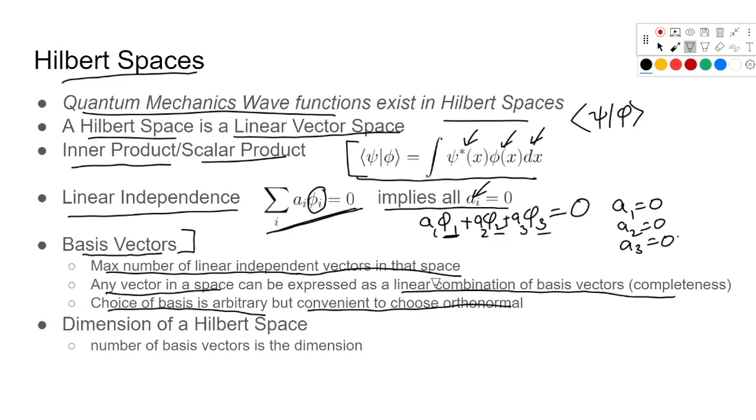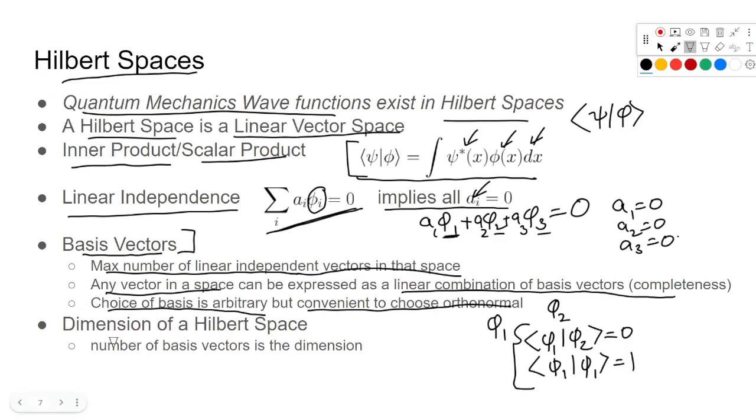By orthonormal, we mean that let's say you have one basis vector phi1 and the other basis vector phi2. Then if the inner product of these is 0, and if the inner product of these with themselves is 1, then we call them orthonormal basis vectors. And we prefer such kind of basis vectors to describe any quantum state. The number of basis vectors in a certain space is called the dimension of the space.